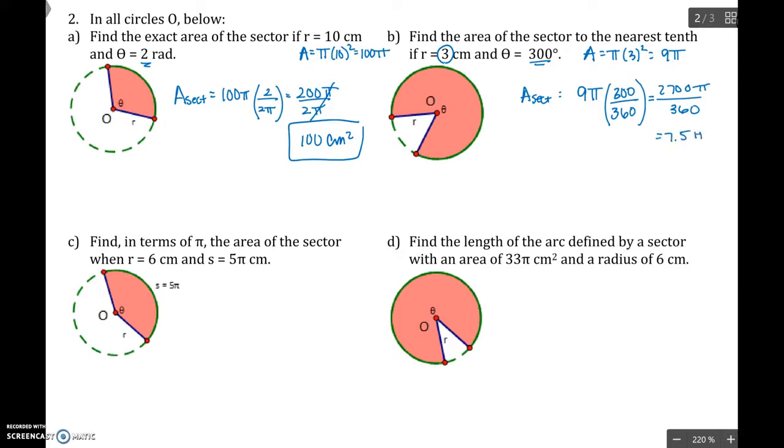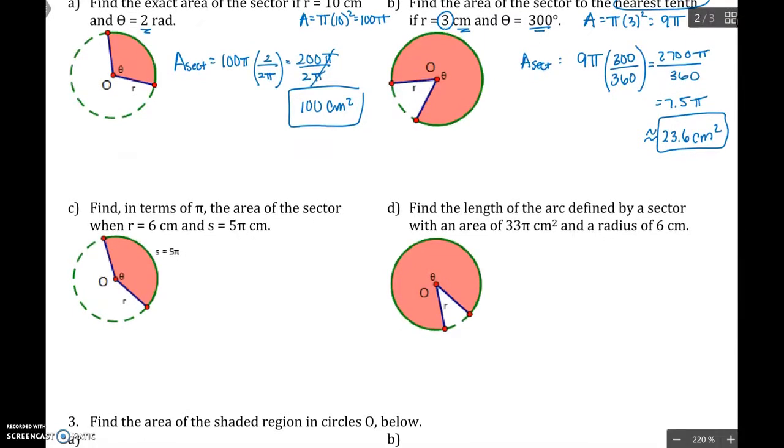Now this one says nearest tenth. Nearest anything means put pi in the calculator also. So we're actually going to do 7.5 times pi and round that to the nearest tenth, which would be 23.6 centimeters squared. And again, you use the same unit as the radius, just squared.